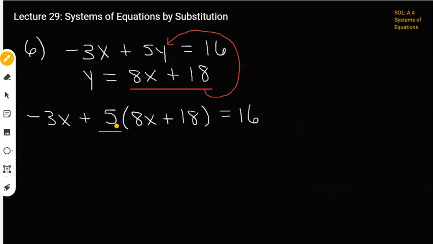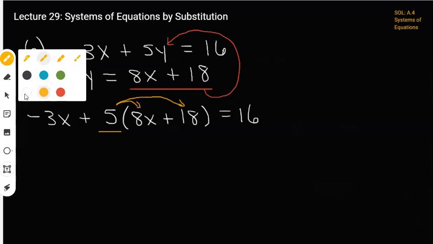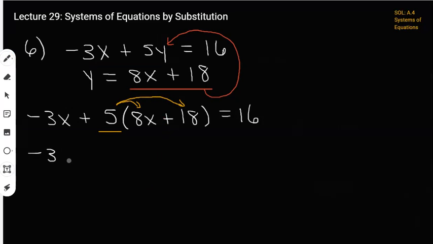All right, so now I'm going to underline the 5. The 5 is going to be multiplied by the 8x and the 18. Whatever's inside the parentheses gets multiplied by 5. So here's what it's going to look like. I'm going to bring down the negative 3x. And then 5 times 8x is 40x, right? So 40x. And then 5 times 18 is 90, I think. Yeah. Because 8 times 5 is 40. 5 times 1 is 5, but you got to add the 4 to get 9.